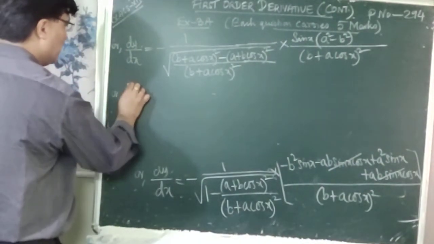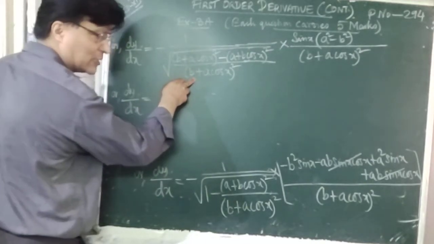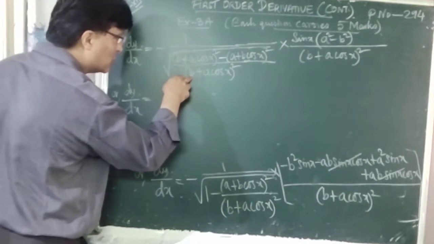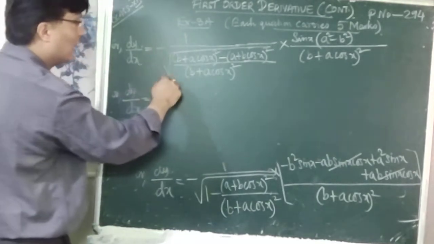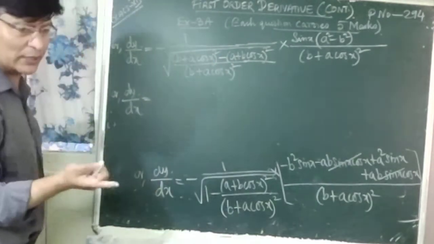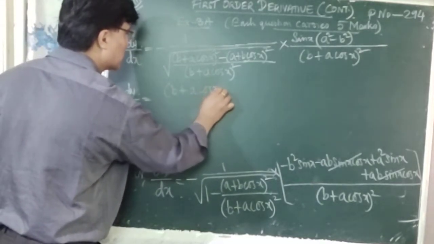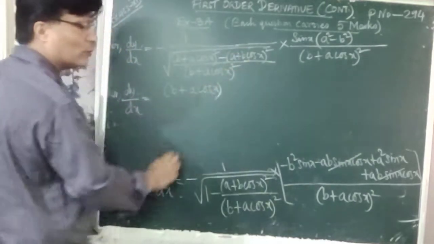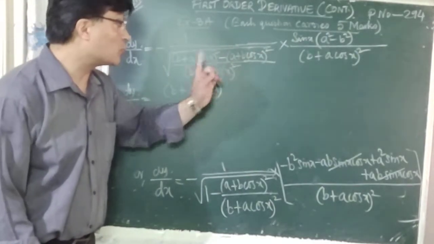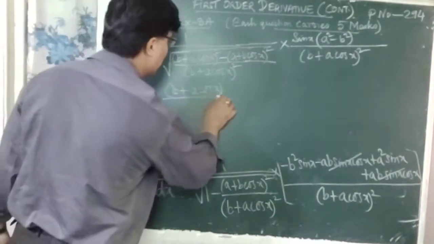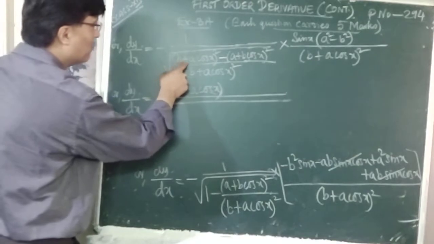Now dy by dx is equal to, in the denominator again there is b plus a cos x whole square. You simplify, it goes up in the numerator. And what is the square root of b plus a cos x whole square? That is only b plus a cos x. So let us write it in the numerator, b plus a cos x. Because of the square root, this square will be cancelled. Divided by, within the square root, you can simplify it further, a plus b whole square.